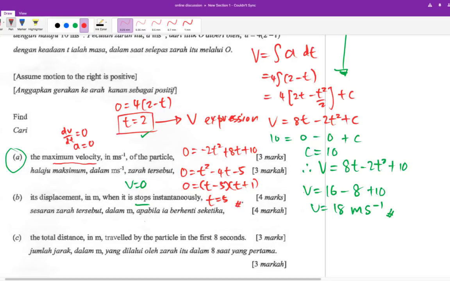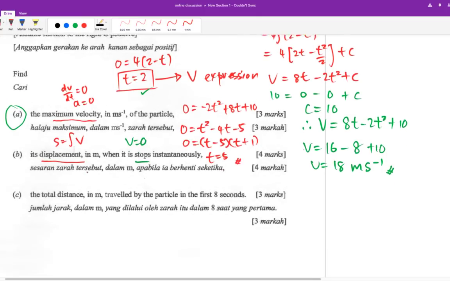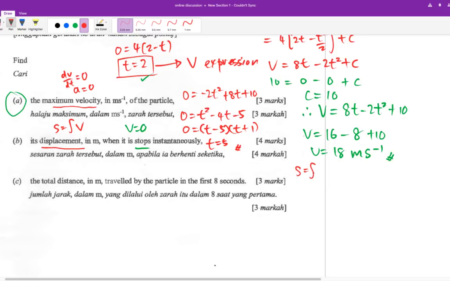So you have t equal to 5, but the question is not asking for t. The question asks you to find displacement. They want to know about s. So in order to get s, we need to integrate v again. So s equals the integral of v. To integrate v, you have to take the original equation. You cannot take the equation you already simplified. So this is 8t minus 2t squared plus 10. I will get 8t squared over 2, which is 4t squared, minus 2t cubed over 3 plus 10t plus c.